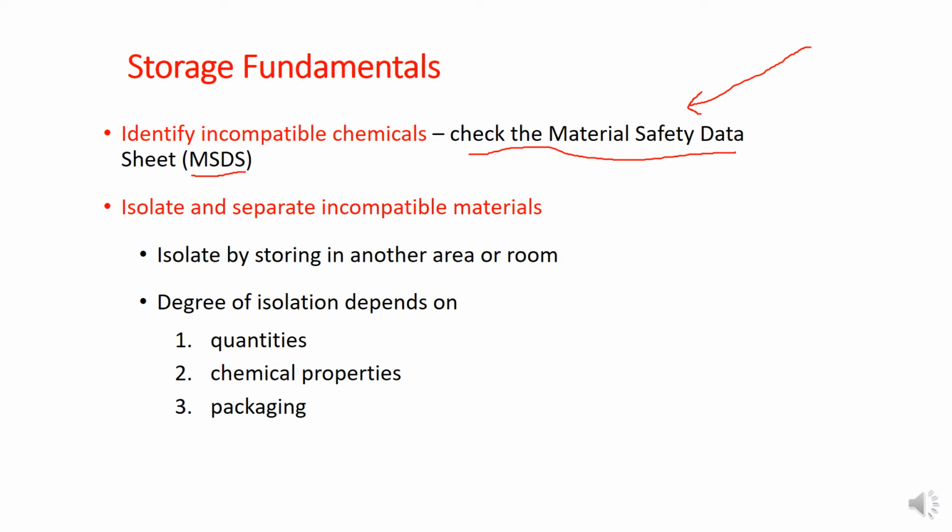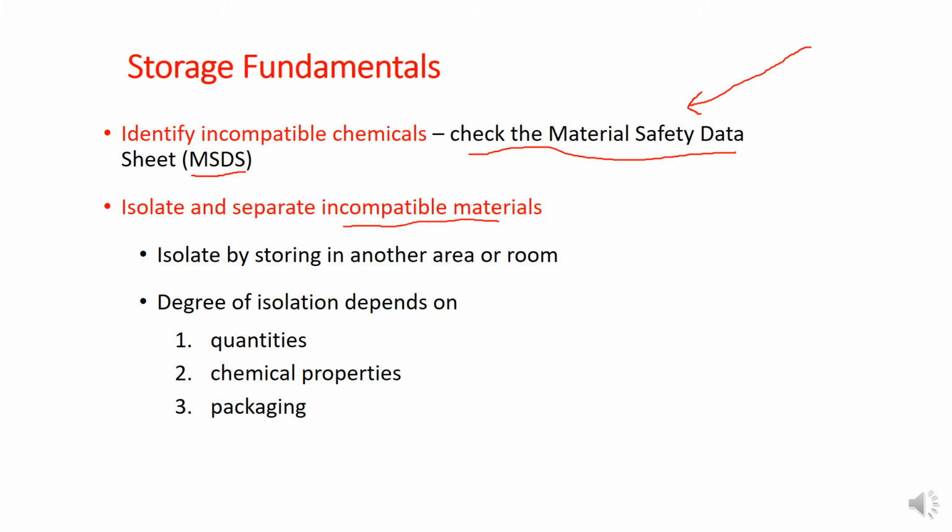Secondly, isolate and separate incompatible materials. Of course this is really very important. Compatible materials can be stored next to each other, that's no problem, but incompatible ones cannot. In the last lecture I gave one example: incompatible materials can react with each other and can explode.